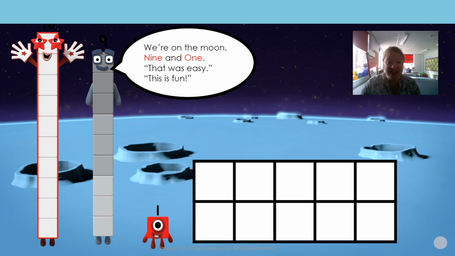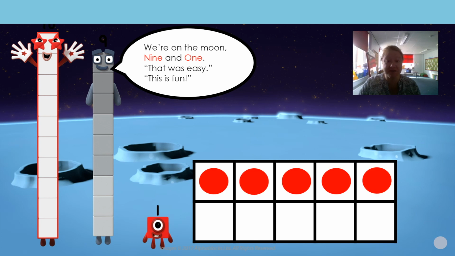Okay, now we've got a tens frame. We're going to do exactly the same thing with our numbers on our tens frame. So first of all, we want to put our 9 on our tens frame. Can you think what that might look like on our tens frame? Can you picture it in your head?